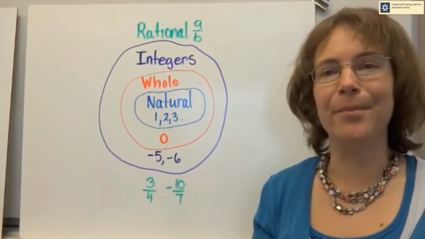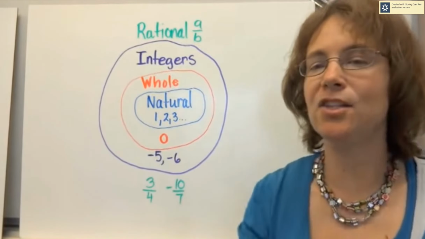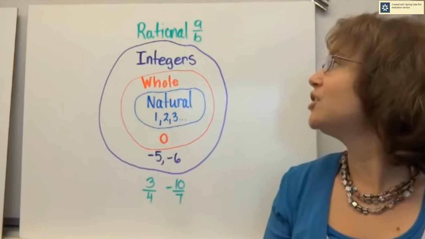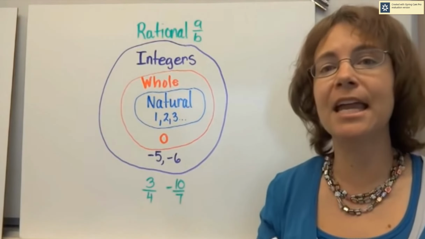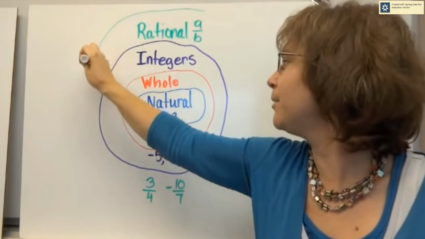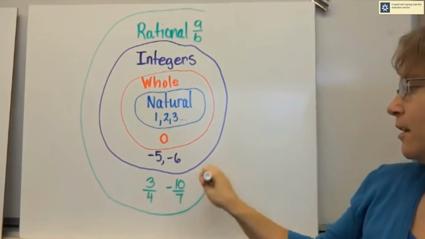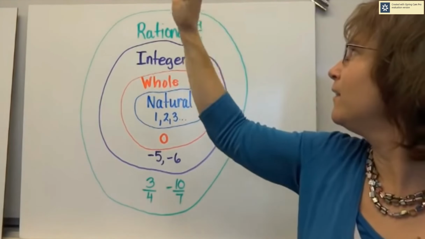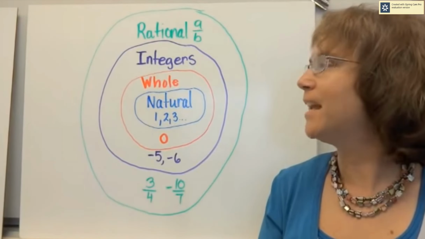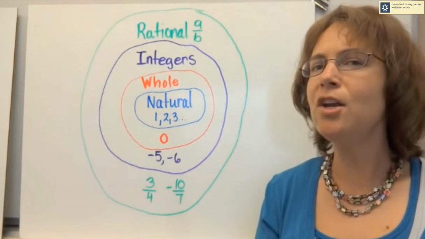Now, rational numbers are kind of fun because you can represent them as a fraction, a over b, where a and b are just integers. b cannot be 0. We cannot divide by 0. But anything that can be written as a fraction is a rational number.